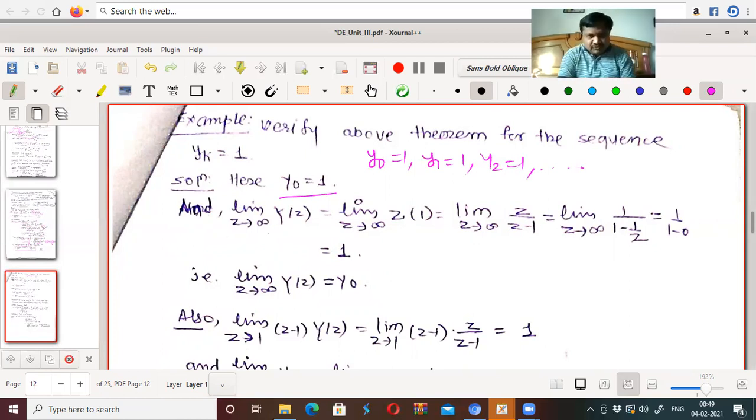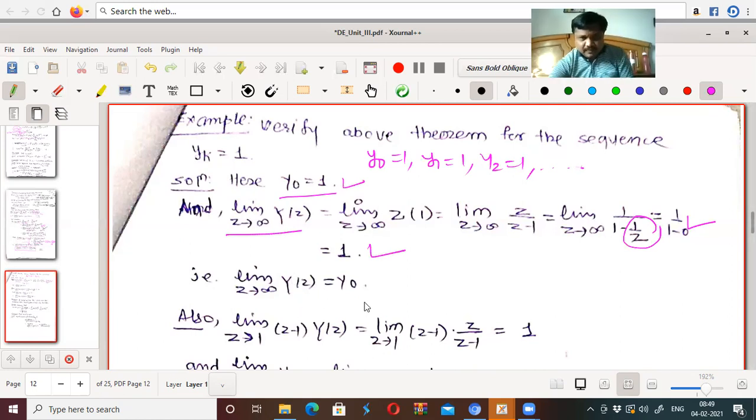Now limit as z tends to infinity of capital Y of z, that is z transform of y_k, that is limit as z tends to infinity of Z of 1. What is Z of 1? Z transform of 1 is z upon z minus 1, which is equal to limit as z tends to infinity of 1 upon (1 minus 1 by z), and as z tends to infinity, this term will be 0, so we get 1, which is nothing but y_0. So this verifies the first result.